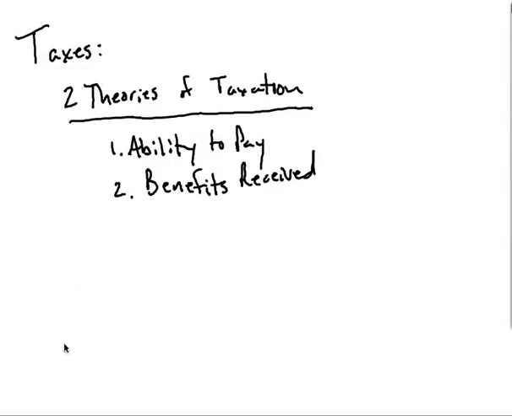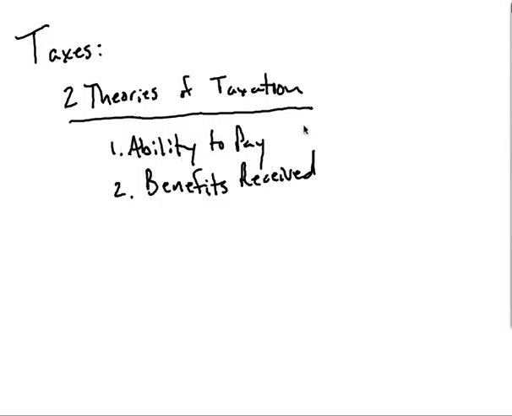Alrighty, welcome back. In this video, we're going to look at taxes and the different types of taxes and the theories around the way we do taxes. All right, and so just to get started, remember taxes are part of fiscal policy, and we can either raise or lower taxes. And there's two theories on how to charge for taxes, basically. And one is the ability to pay principle.